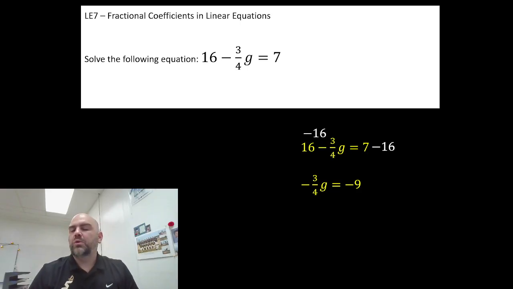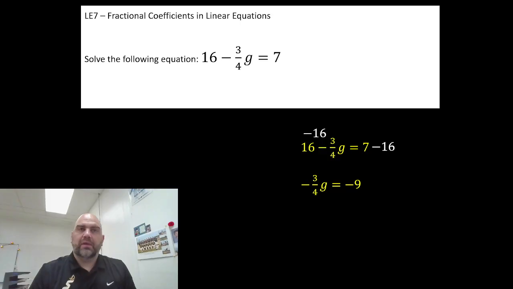Next step, you'll notice that we have a coefficient in front of our variable, in front of g. To get rid of that, we've probably been taught that if it's a number, we divide everything by that number. Dividing by fractions can be a little more complex and may not be your favorite thing to do, and that's okay. I'm going to show you a two-step process to get rid of that fraction instead of just dividing by it.